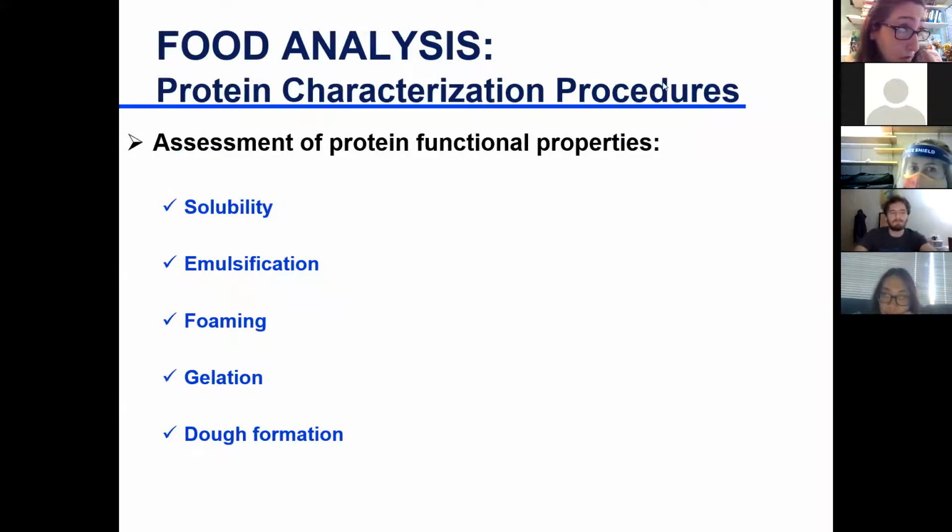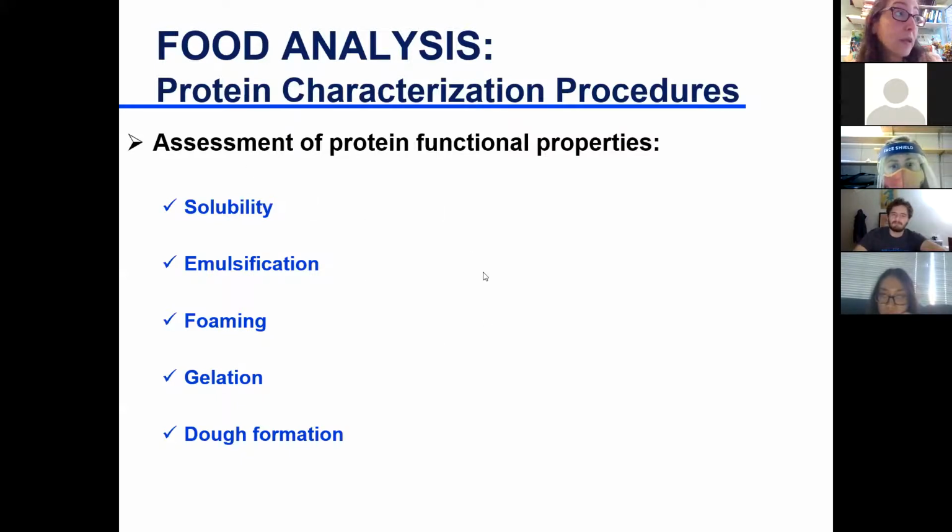Lastly, protein characterization. You can also look at the functionality of the protein by measuring solubility, emulsification, foaming, gelation, or viscoelastic properties if it's specifically gluten proteins. But these are not going to be covered in food analysis. They used to be the subject of another class which got canceled.